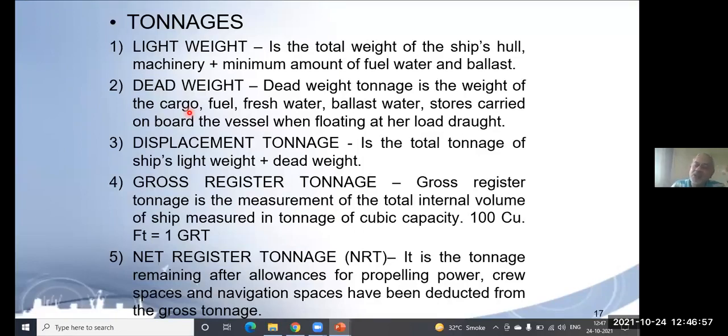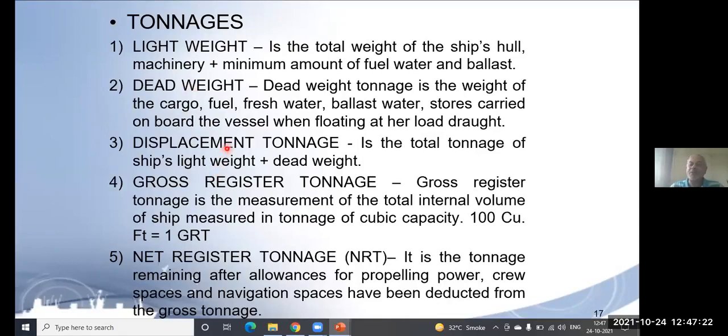Yes, because the ship is designed to carry cargo, no? So cargo is the main component of your dead weight. So if somebody asks you about dead weight, then you should not forget cargo. Cargo is the main component of your dead weight. So one, you saw light weight, second, you saw dead weight. Now the third one we will come to. The third one we are coming to is displacement.